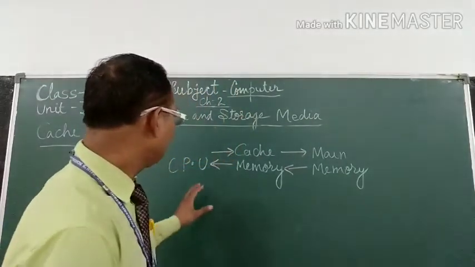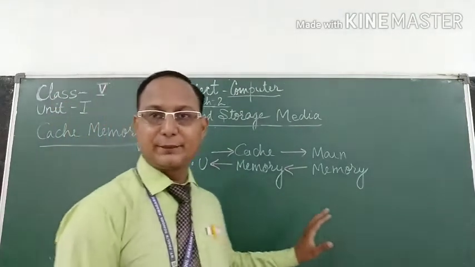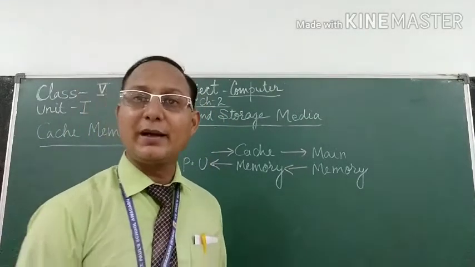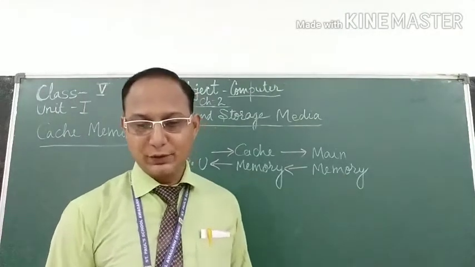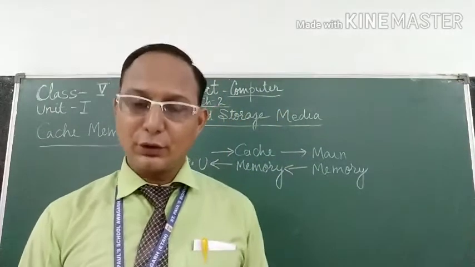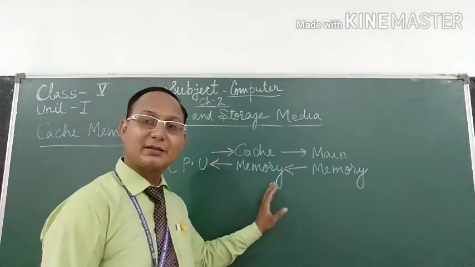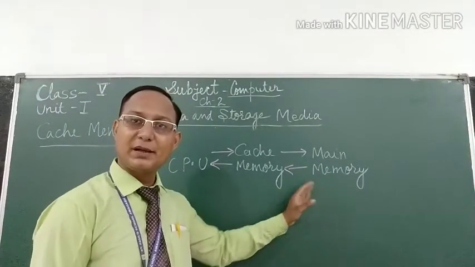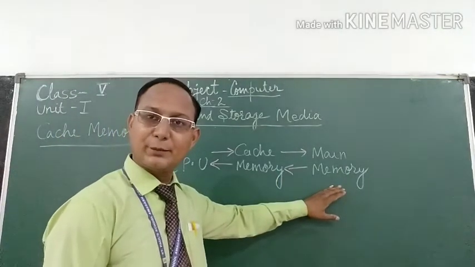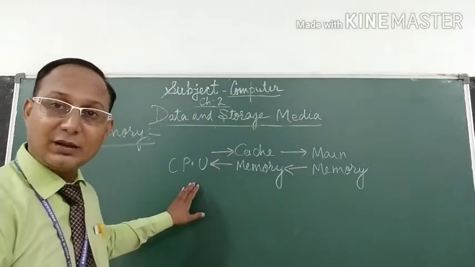So cache memory is a smaller and faster memory which uses data that is frequently used in main memory. It also enhances the speed and performance of the CPU. It is very small and fast, it takes the data from the frequently used main memory, makes copies of that data, and increases the performance of the CPU.